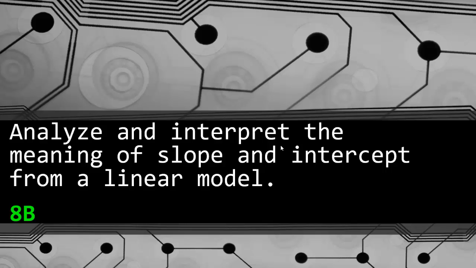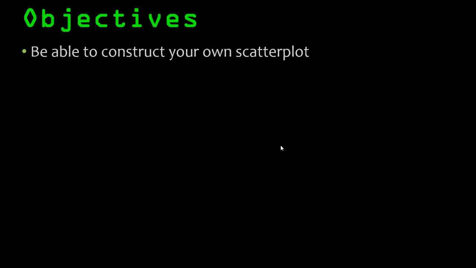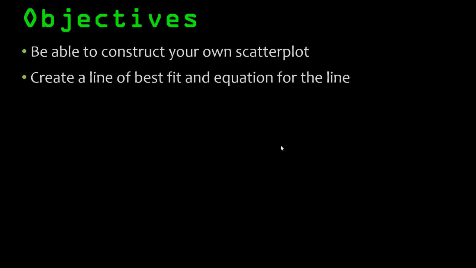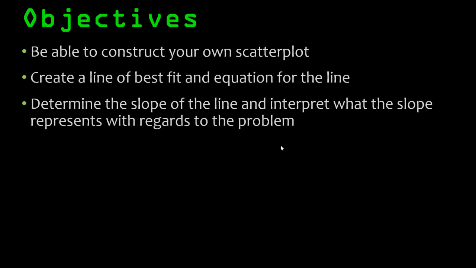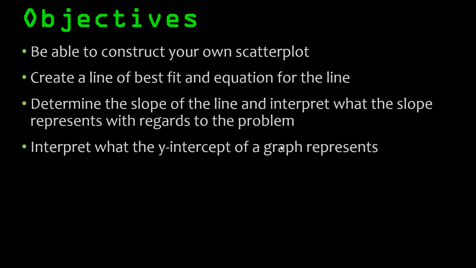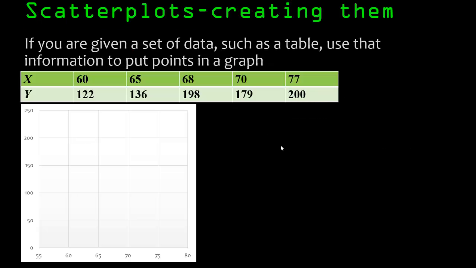Okay, this is target 8B, your objectives. You're going to be able to construct your own scatter plot. You're going to create a line of best fit and an equation for the line, and you're going to determine the slope of the line and the intercept, and interpret what the slope represents with regards to the problem. You're going to interpret what the y-intercept of a graph represents.